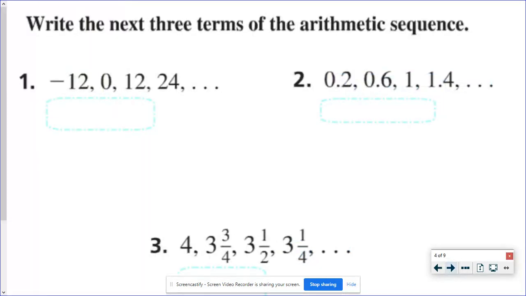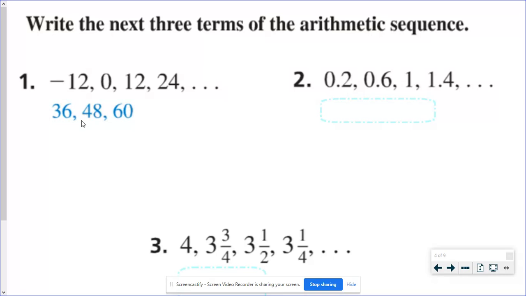So in these problems, we're just continuing on in the pattern of the sequence. The first one, these numbers are increasing, right? And they're increasing by 12. So if I just add 12 to the next one, I would get 36, and then I would get 48, and then I would get 60.